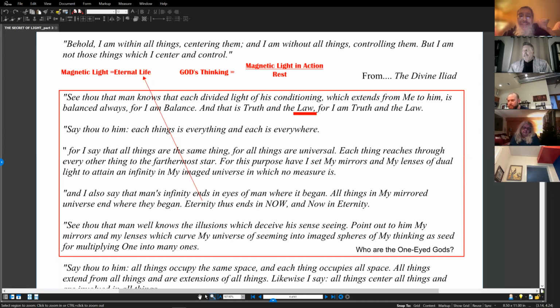And I also say that man's infinity ends in eyes of man where it began. All things in my mirrored universe end where they begin. Eternity thus ends in now, and now in eternity. See thou that man well knows the illusions which deceive his senses seeing. Point out to him my mirrors and my lenses, which curve my universe of seeming into imagined spheres of my thinking as seed for multiplying one into many ones."